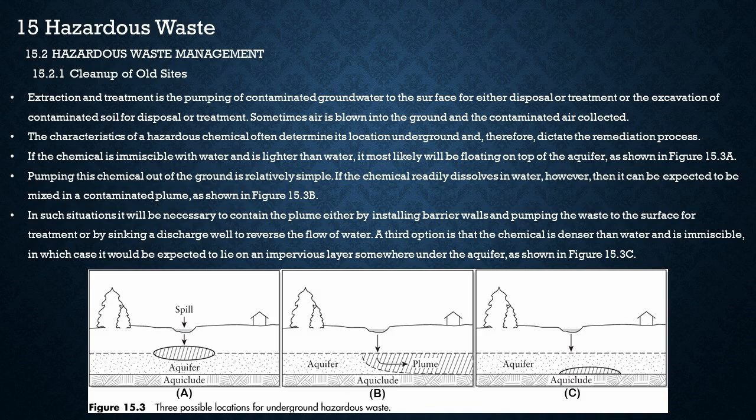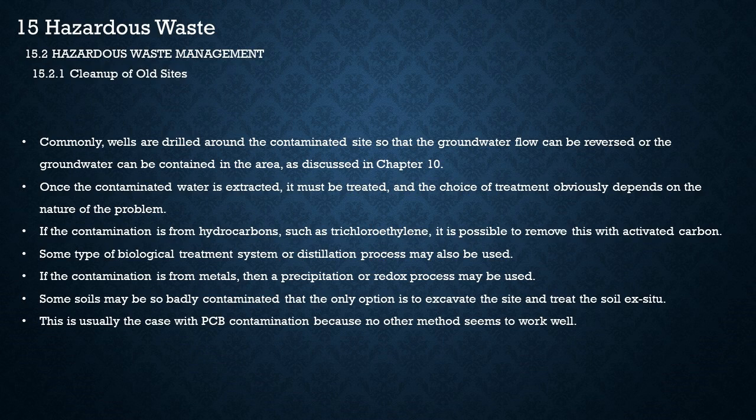In such situations, it will be necessary to contain the plume either by installing barrier walls and pumping the waste to the surface for treatment, or by sinking a discharge well to reverse the flow of water. A third option is that the chemical is denser than water and is immiscible, in which case it would be expected to lie on an impervious layer somewhere under the aquifer, as shown in Figure 15.3c. Commonly, wells are drilled around the contaminated site so that the groundwater flow can be reversed or the groundwater can be contained in the area, as discussed in Chapter 10. Once the contaminated water is extracted, it must be treated, and the choice of treatment obviously depends on the nature of the problem.